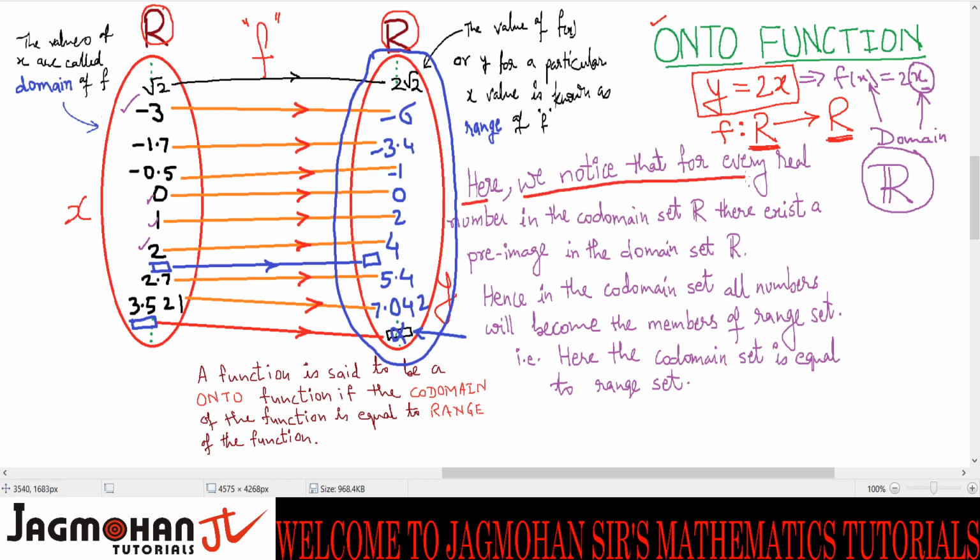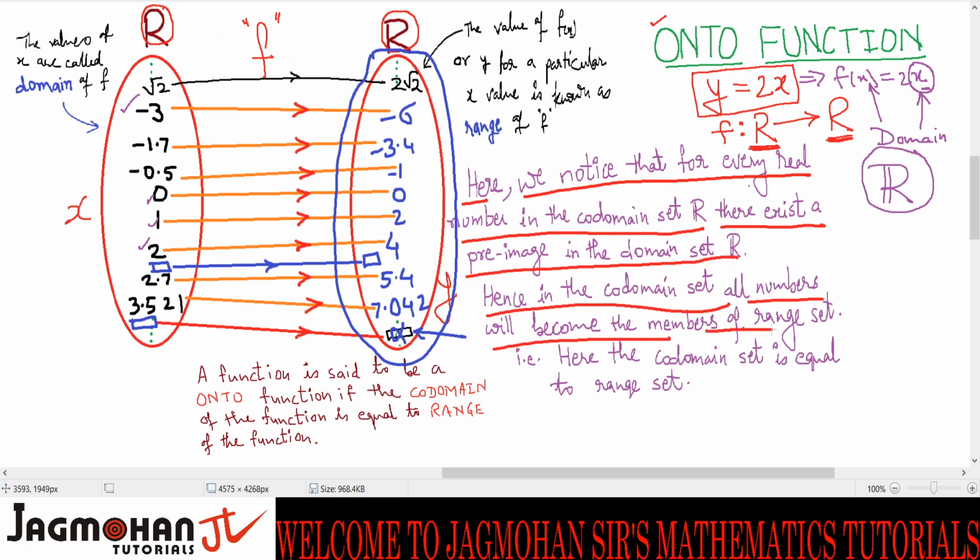Here we notice that for every real number in the codomain set R, there exists a pre-image in the domain set R. Hence, in the codomain set, all numbers will become the members of the range set. Here, the codomain set is equal to the range set. So in this function y equals 2x, you notice that the codomain set and range set are equal. They are one and only one set.